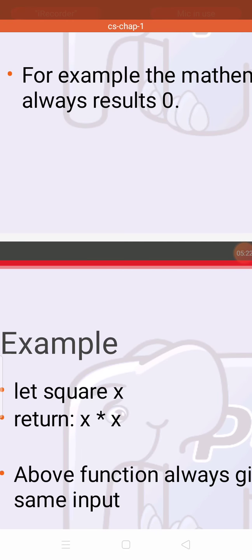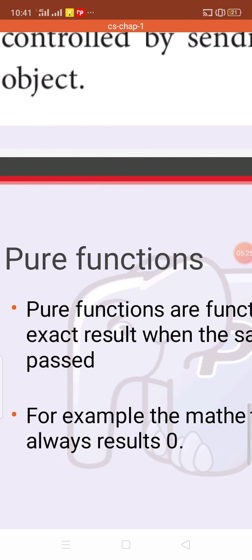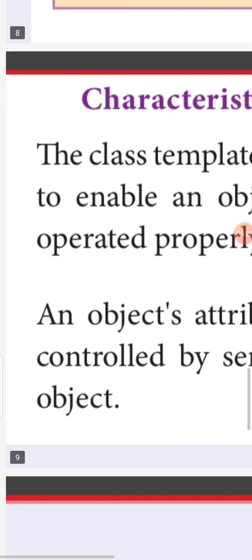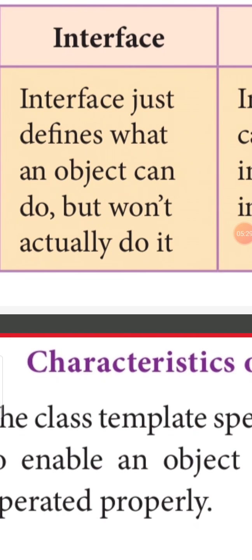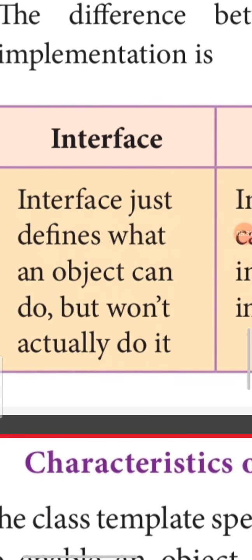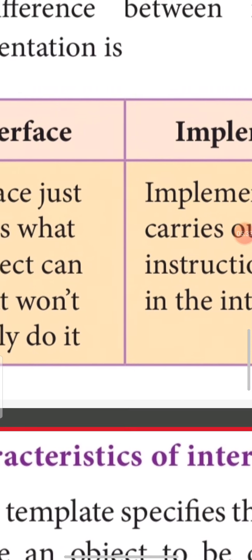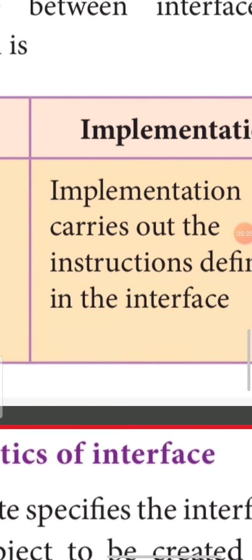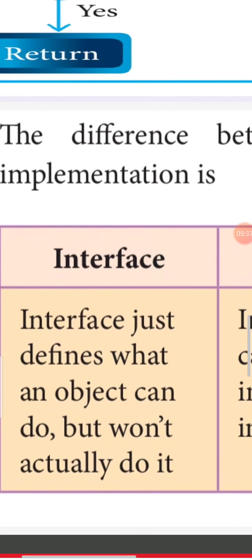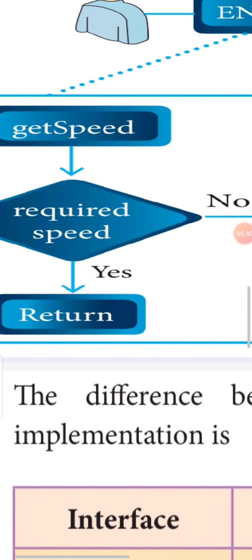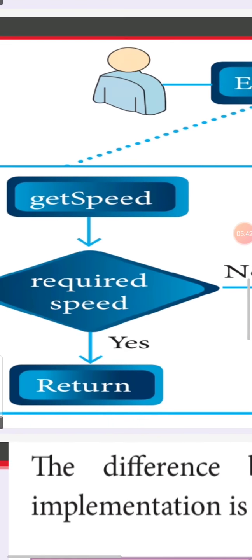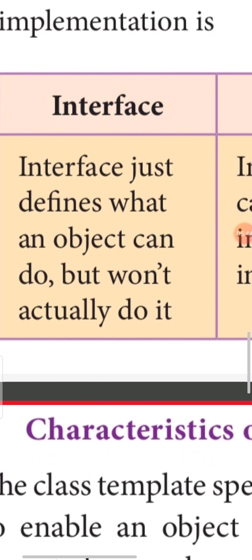I think you are now familiar with pure and impure functions, and interface and implementation. What is the interface? It is a definition. Implementation is nothing but the execution. And the example discussed is the driving of a car.